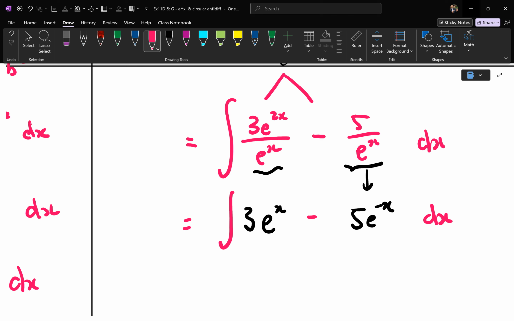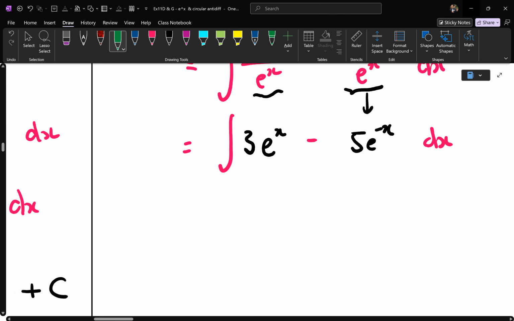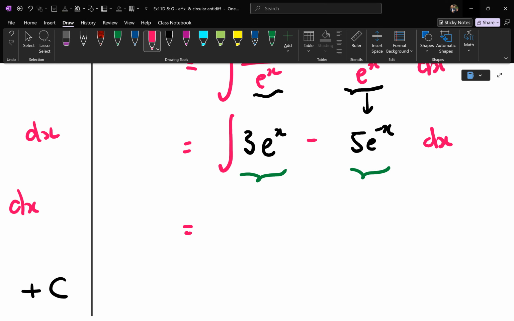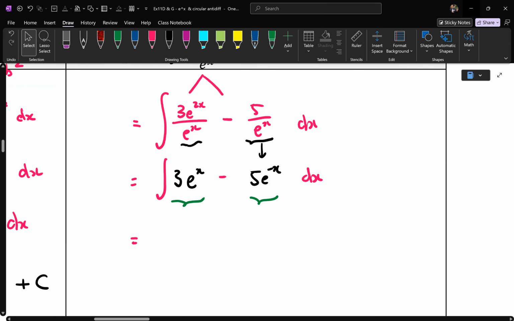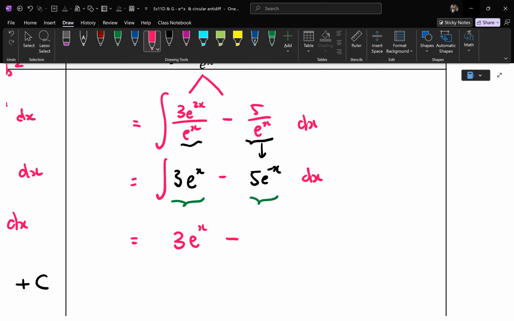Okay, so antidiff each one. You now know the k values. So let's antidiff then. What is the antiderivative of 3e to the x? Can I please have, let's go with Emily. That's right, it's still 3e to the x. Minus, what's the next one? What's the antiderivative of 5e to the negative x, Albert?